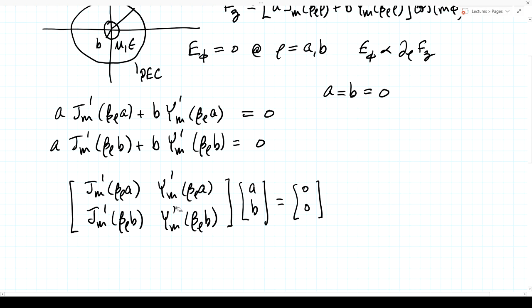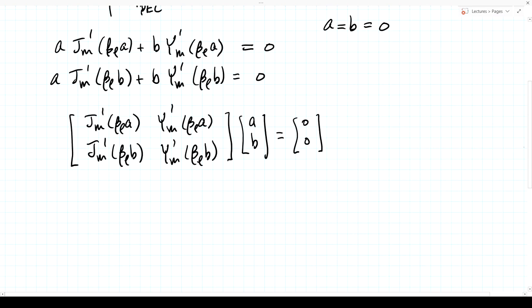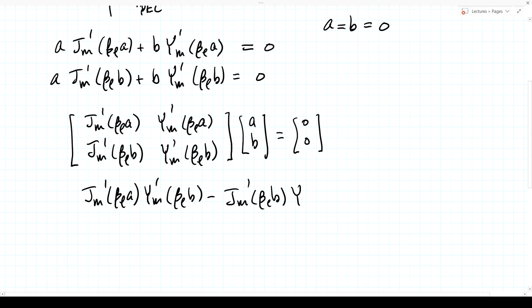So put it in this form. Obviously, if this matrix is invertible, there's only the trivial solution, A is equal to B is equal to 0. For there to be a non-trivial solution, the determinant of this matrix must be 0. So that means these two equations are linearly dependent. They're just multiples of one another. And so the determinant of that matrix would just be the cross, this times that minus that times that. That would be Jm prime beta rho A times Ym prime beta rho B minus Jm prime beta rho B times Ym prime beta rho A has to be equal to zero.